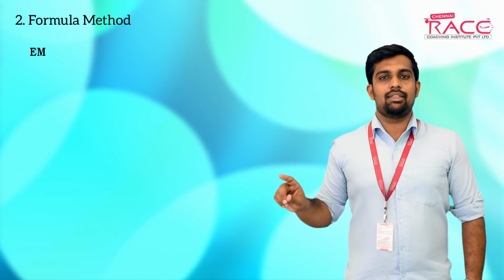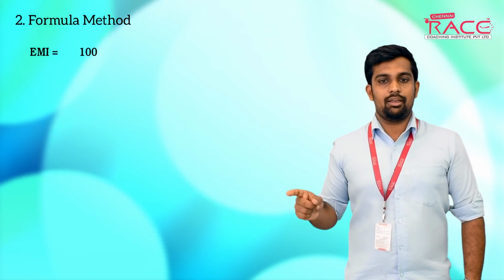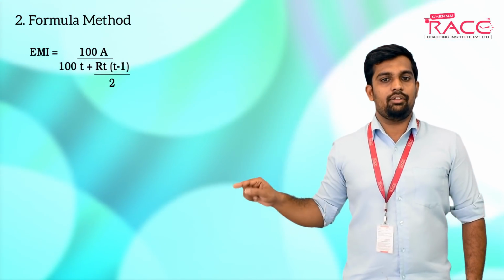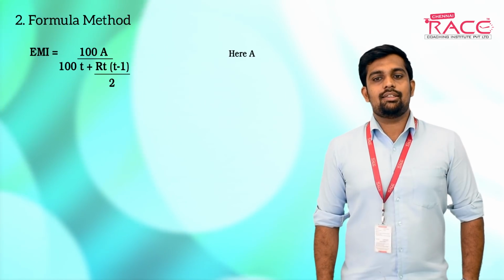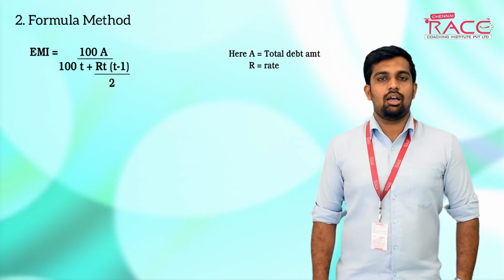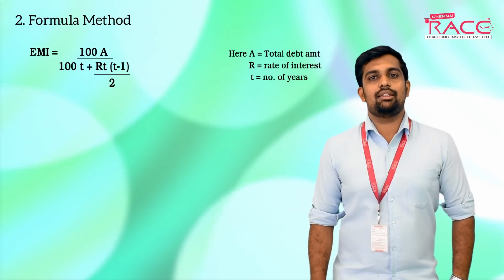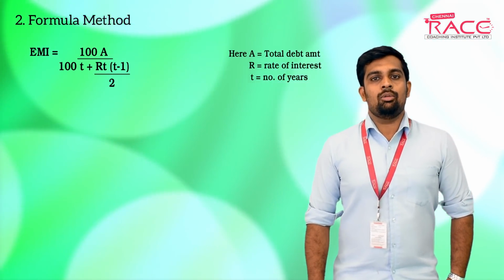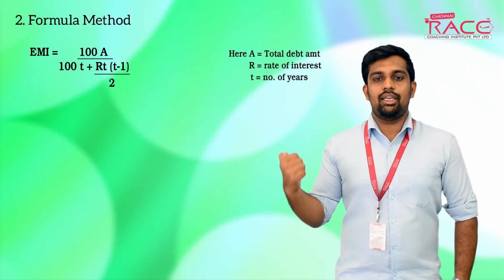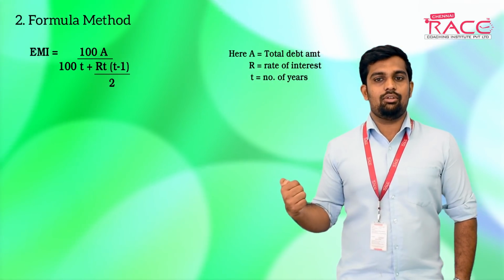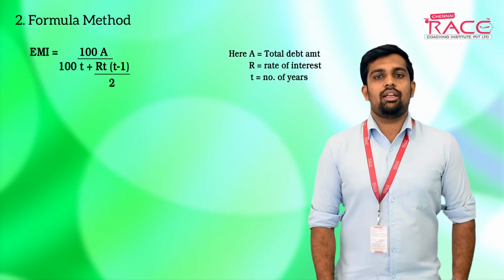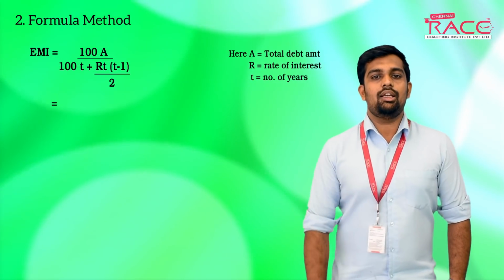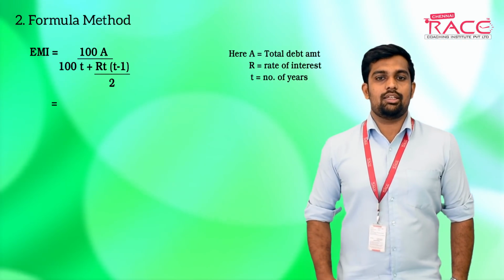That is, EMI is equal to 100A divided by 100T plus RT into T minus 1 divided by 2. Here A is the total debit, R is the rate of interest and T is the number of years. So according to our question, A is equal to rupees 8600, T, the number of years, is equal to 4 years, and R, the rate of interest, is 5%. When we substitute these values, we will get the EMI, that is the equal monthly installment.